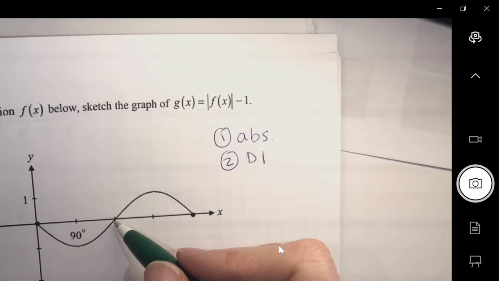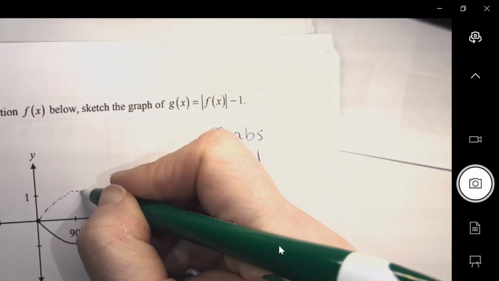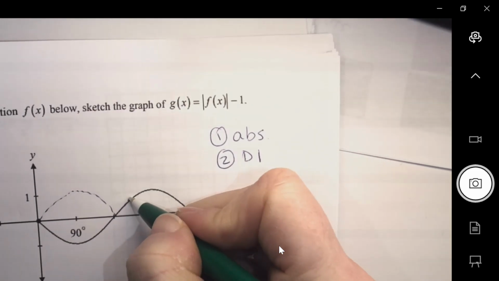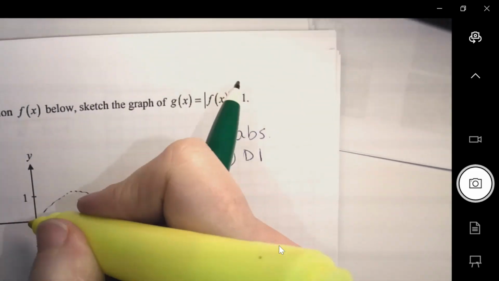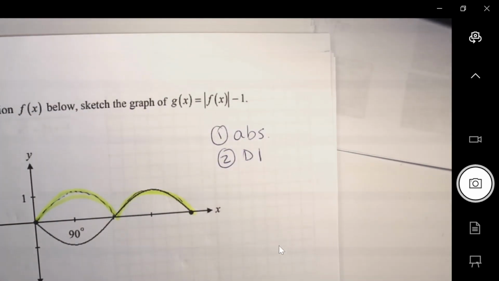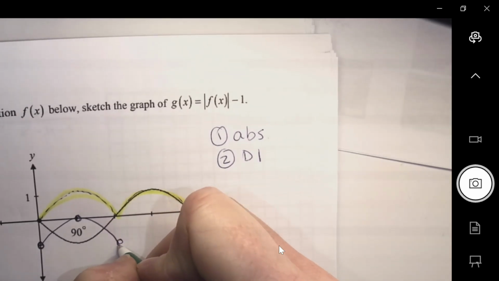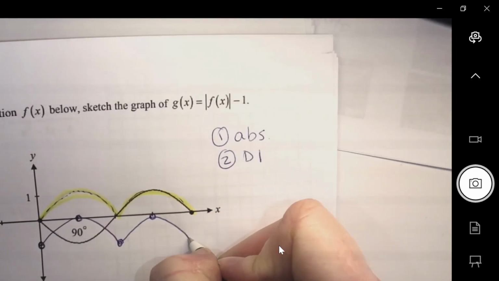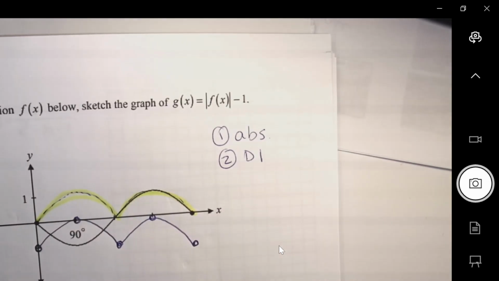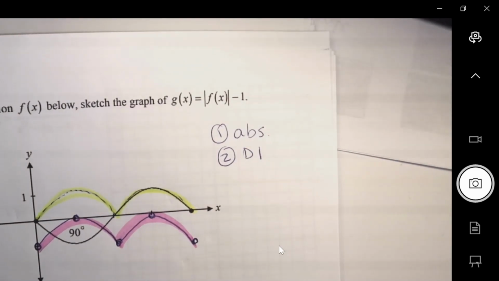So absolute, this first part that's negative will change to be positive, and this will stay. So that yellow part is the absolute, and then that will now need to get shifted down. So there's the final graph, the pink one.